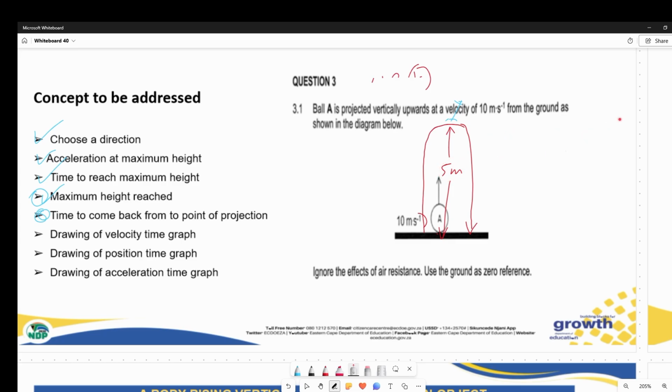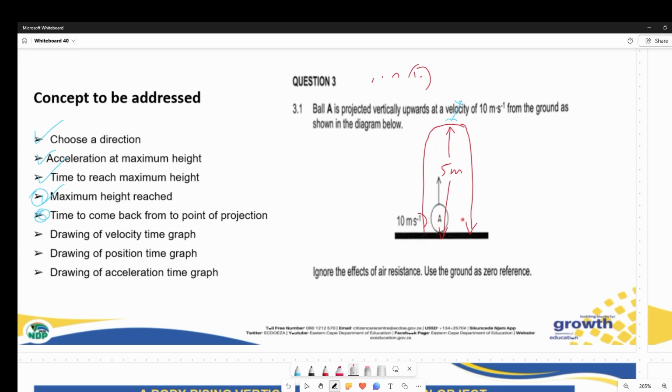If it's under the same gravitational acceleration, you would also remember that the object is thrown from this point, then it comes back to the same point. The velocity here was 10, then it decreases until it reaches 0 at maximum height. Then from maximum height, it increases from 0 until it reaches negative 10 at the point of projection. So the time taken from the ground to the maximum height is the same as the time taken from the maximum height to the ground.